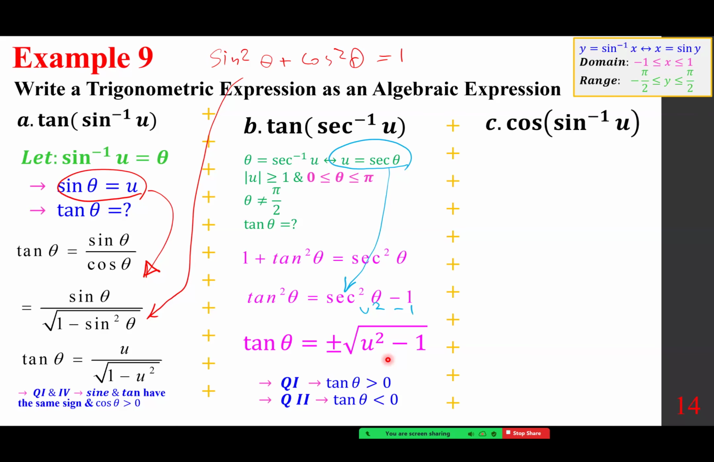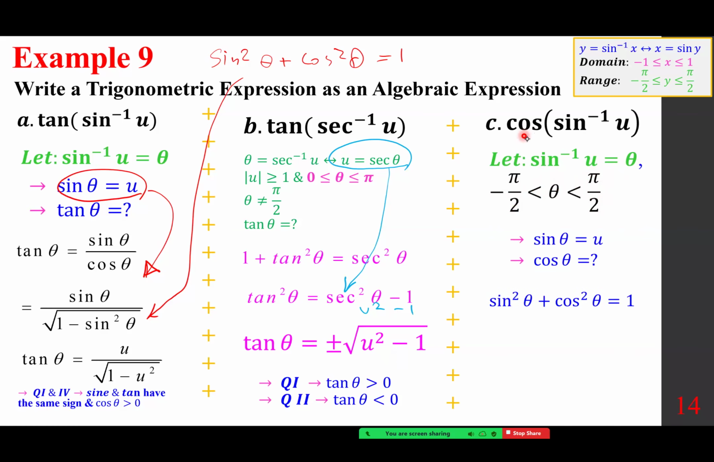Cosine of sine inverse of u. Sine inverse of u actually means the same thing, it is theta, and theta is between negative pi over 2 and pi over 2. And now we want to rewrite the meaning. Sine of theta is u, find cosine theta. First and foremost, first and fourth quadrant, that's the restriction on sine. In the first and fourth quadrant, cosine is positive.